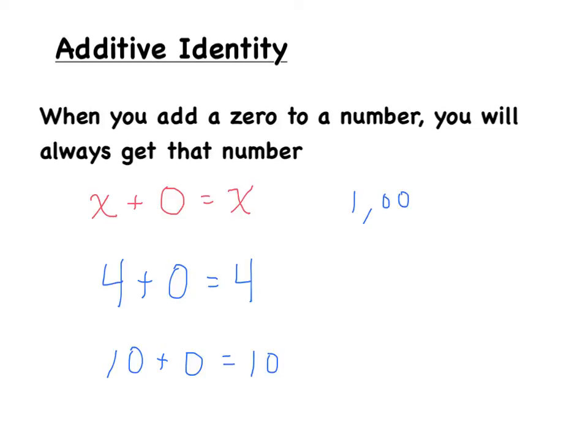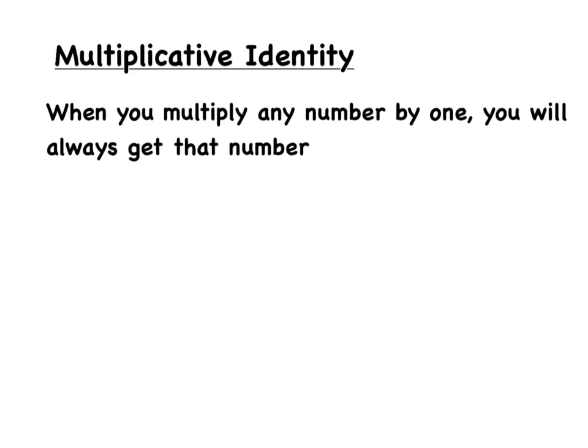Or, let's see here, 1 million plus 0, that's always going to equal 1 million. Pretty easy, pretty obvious. The additive identity: add a 0 to the number, you're always going to get that number. So the multiplicative identity is fairly similar to the additive identity, where we are trying to find some number where you add or multiply it, you'll get that exact same number. In the multiplicative identity, when you multiply any number by 1, you will always get that number.